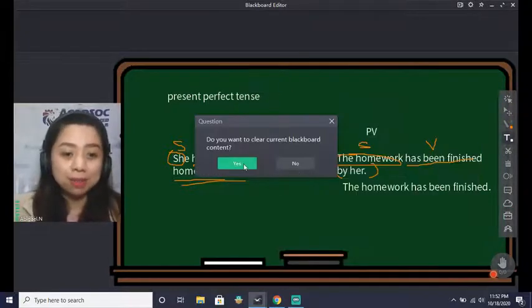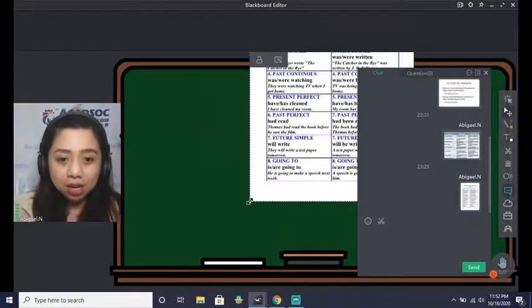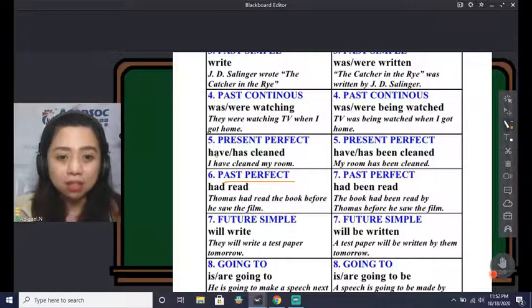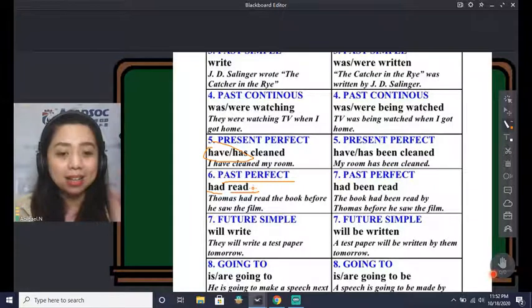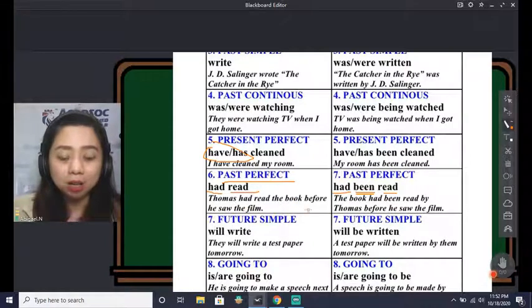Are you still with me? Yes. So let's clear this board and proceed with the next tense. This is past perfect tense. You'll just change have or has into had. Had, you don't read it like read. This is had read, not had read. So in past perfect, had and then been read. Thomas had read the book before he saw the film. In passive voice, the book had been read by Thomas before he saw the film.